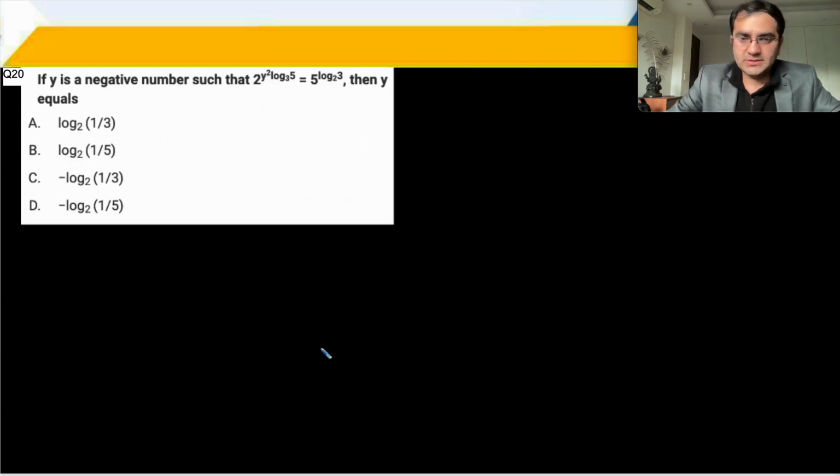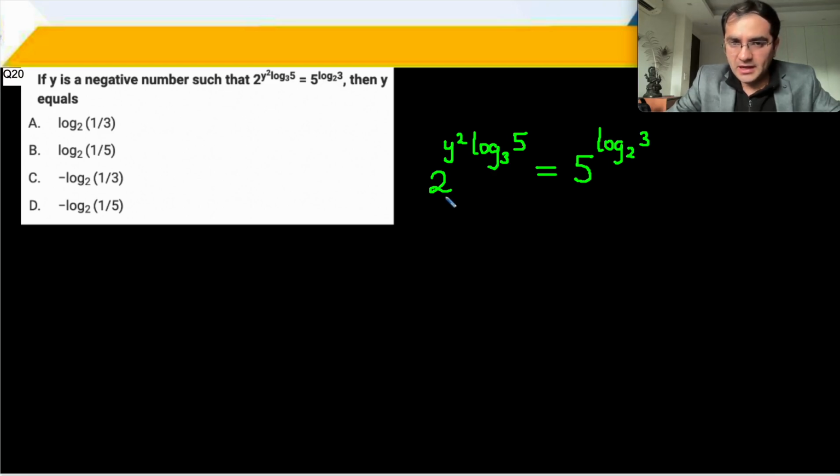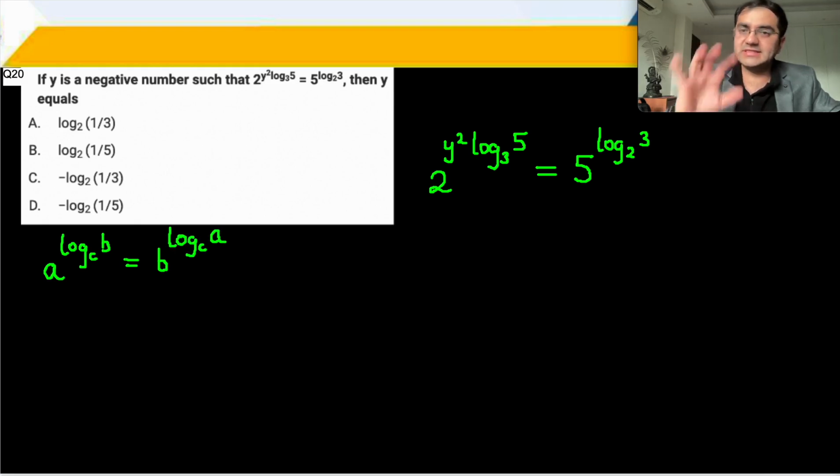Based on logs, which becomes very quick if you know the right properties to use. So first we'll write down the question. Yeah, that is the question, and immediately I am able to see that if I can have a 5 over here, then the powers can be equated because I have base 5 over here as well. Now there is a certain property, a to the power log b base c becomes b to the power log a base c. This is an existing property.